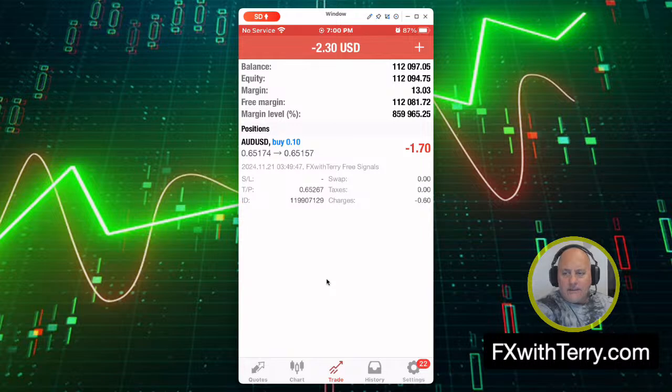AUD USD is using my system and my algorithm is pretty much the most stable, most profitable pair over a 12-month period. So everybody's going to go, I want to trade that one. Okay, right? But that's just been the previous 12 months of results. So there you go. There's the free trade.